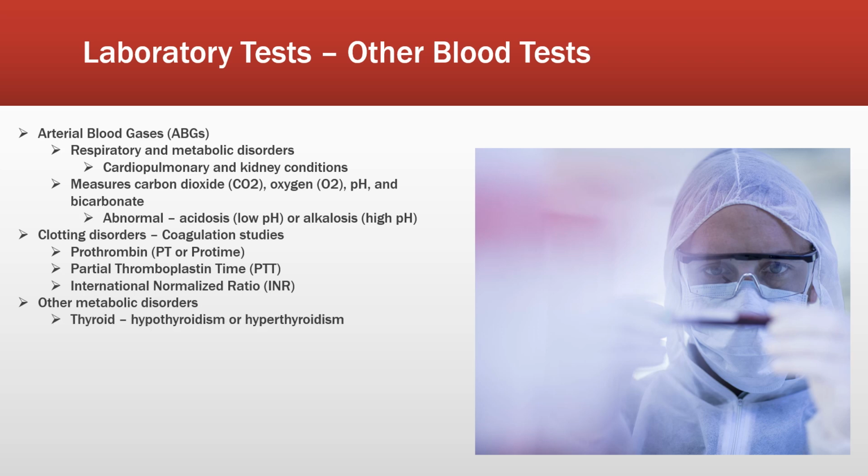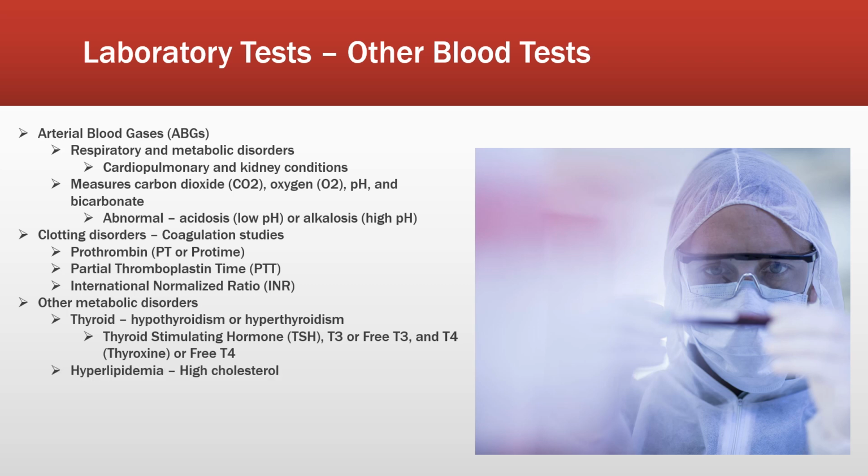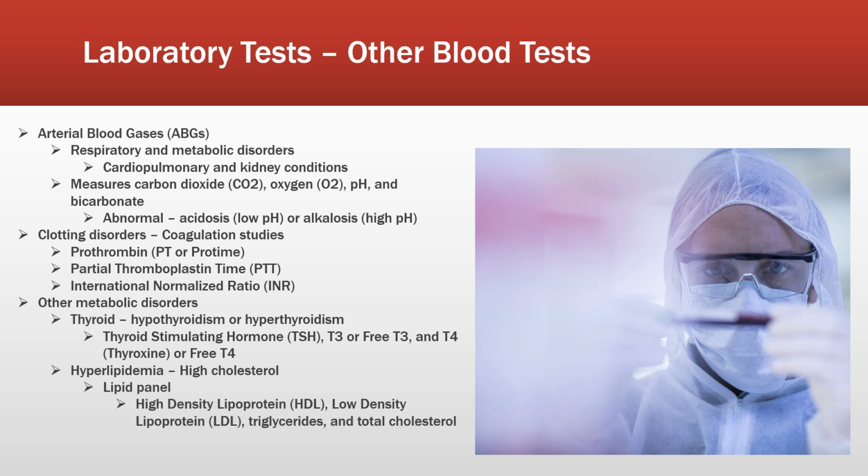Those with thyroid disorders will frequently have their thyroid stimulating hormone, or TSH, as well as their T3 or free T3 and T4, known as thyroxine or free T4, measured fairly often. Patients with hyperlipidemia or high cholesterol will have a lipid panel ordered at routine intervals that measure their high-density lipoprotein, also called HDL, their low-density lipoprotein, or LDL, as well as their triglycerides and total cholesterol levels. Diabetic patients will undergo evaluation of their hemoglobin A1C, or just A1C, that measures long-term blood glucose levels.